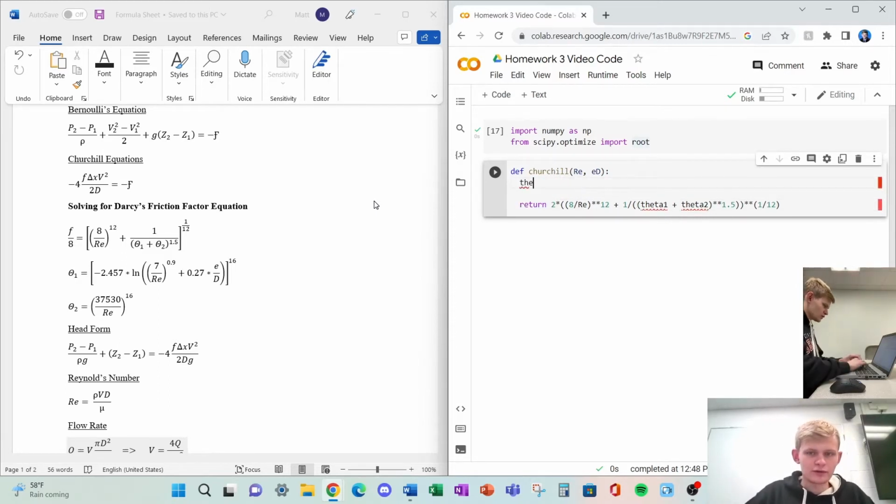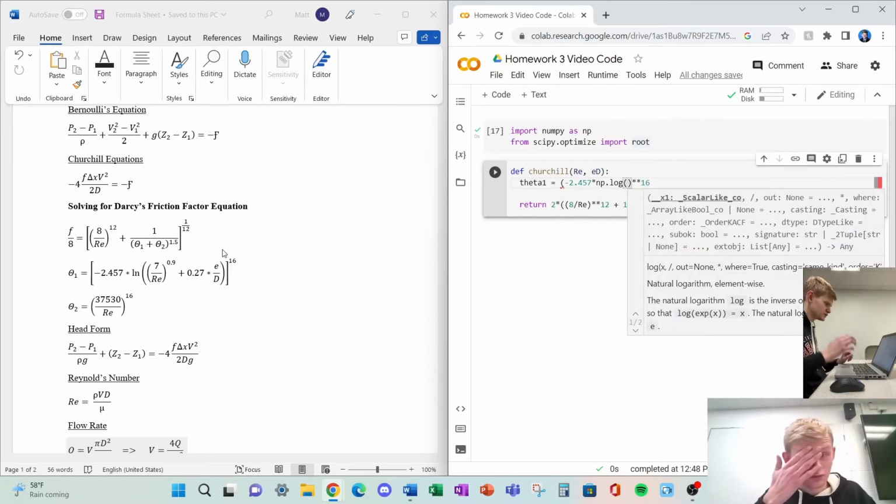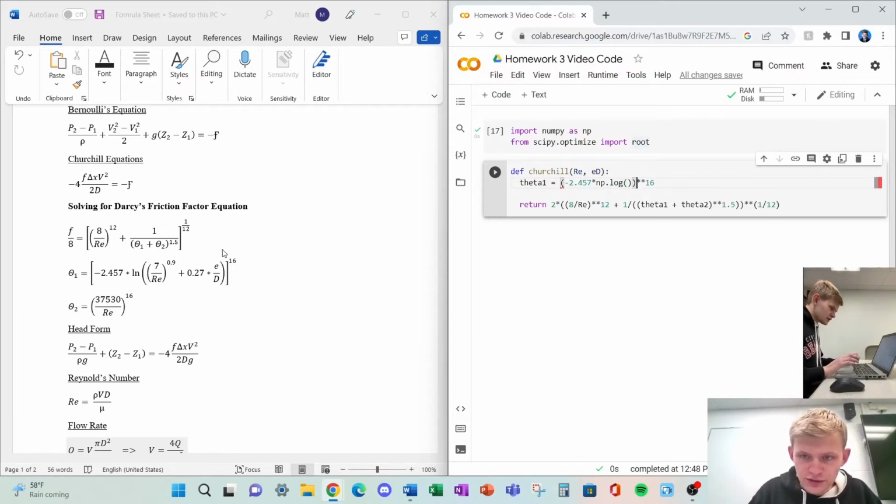So from here, we're going to work backwards with all of our functions. So our theta 1 value is going to be equal to this equation over here. So that's going to be to the power of 16. And in this, we are going to have 2.457 multiplied by the natural log, or numpy log, which is one of the functions we're going to be using. We're going to close this off real quick. And then this entire equation is going to be inside these natural log parentheses.